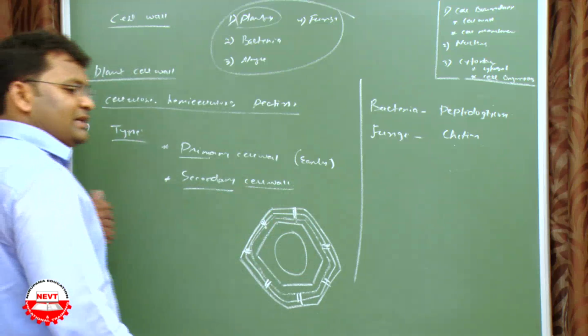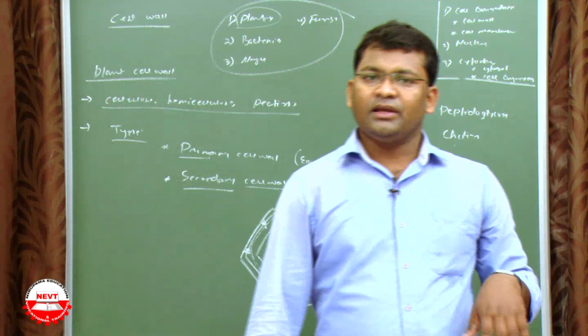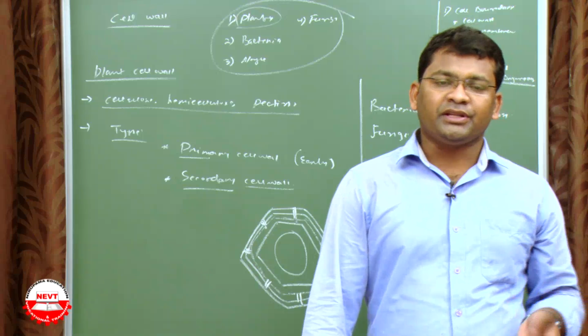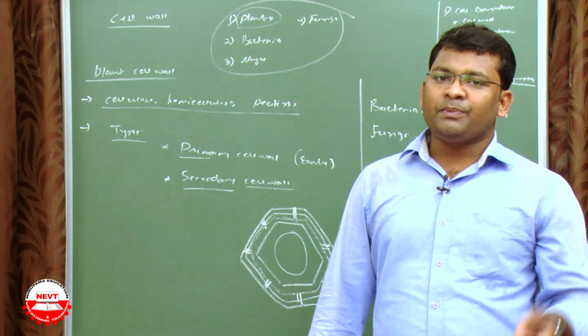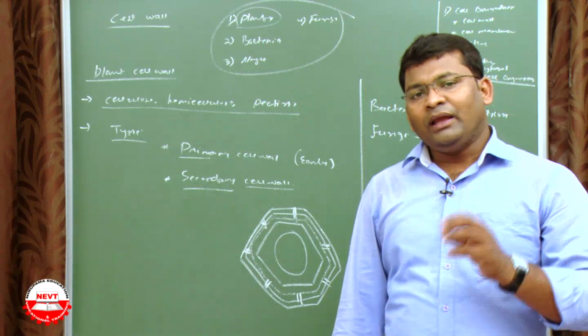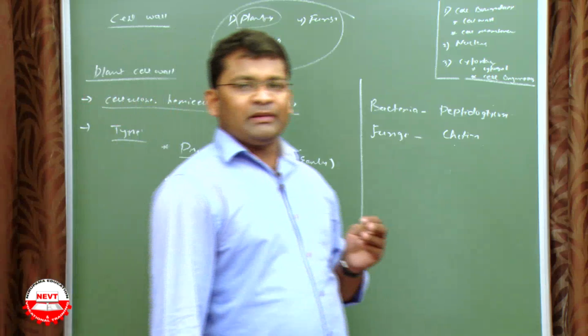So when we discuss plant tissue, at that time you will see there are three types of tissue. One is meristematic tissue, another is permanent tissue, and another is glandular tissue. Permanent tissue is of two types: simple permanent and complex. Simple has three types: parenchyma, collenchyma, sclerenchyma.